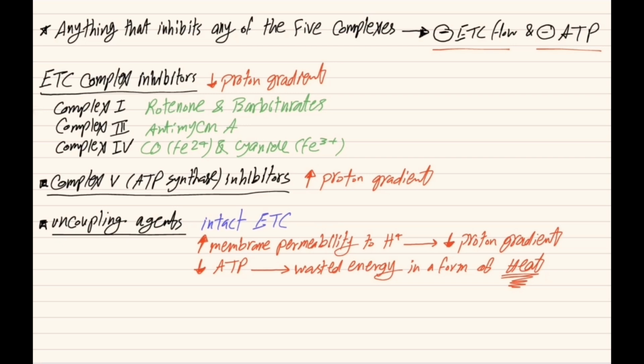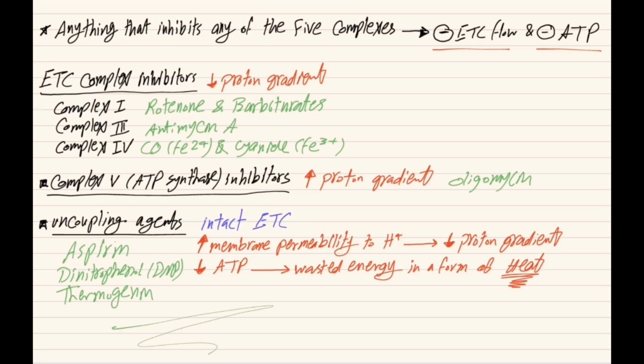Moving on to complex 5 or ATP synthase. The inhibitor is oligomycin. And we have 3 examples of the uncoupling agents. First, aspirin. Second, DNP, dinitrophenol, and third is thermogenin. And that, my friends, concludes our quick recap of the electron transport chain.